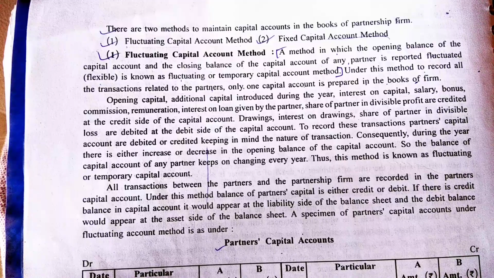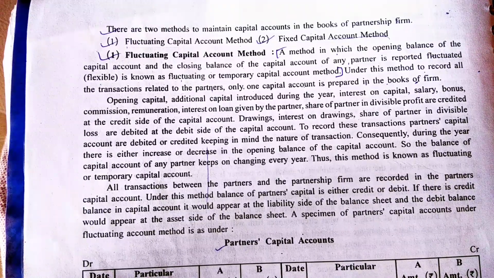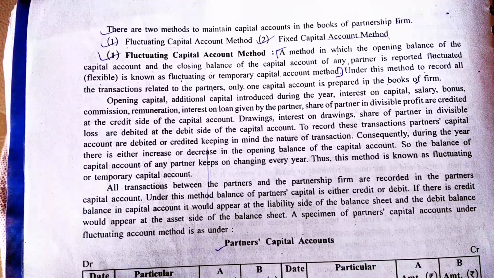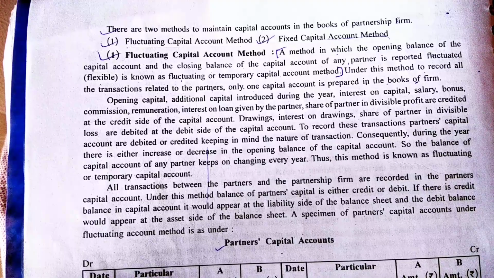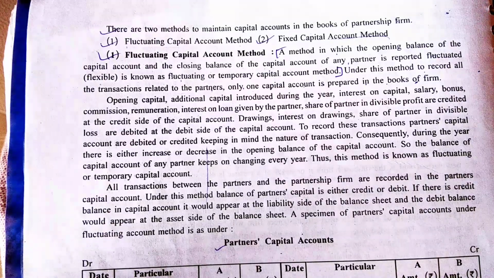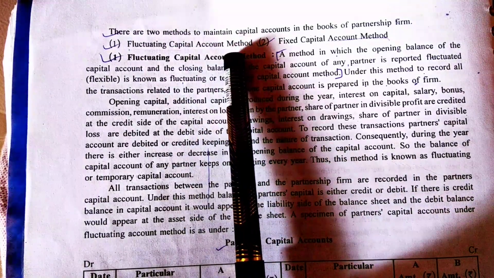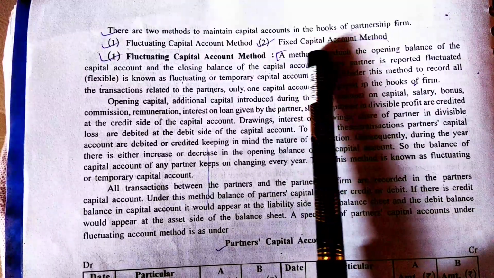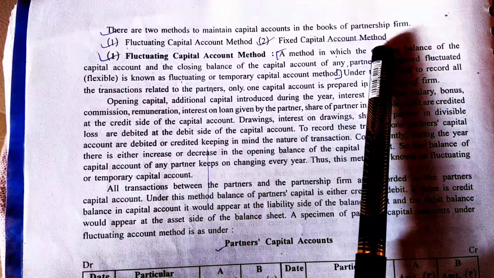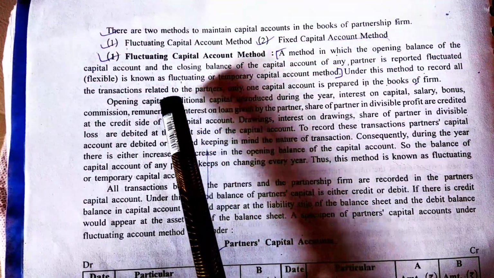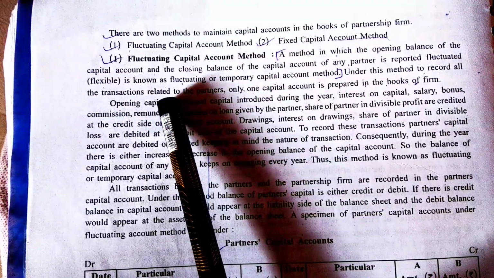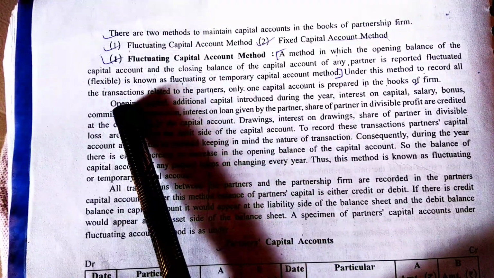In this lecture we will discuss methods of partner capital accounts. There are two methods of maintaining partners capital account. First, fluctuating capital account method, and second, fixed capital account method. First of all, we will discuss the first method of partner capital account.